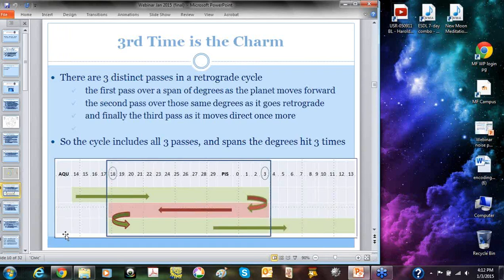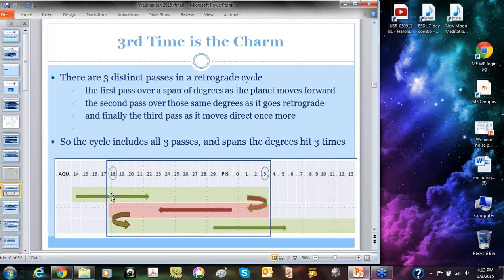Third time is the charm. Remember I told you that it goes forward a little bit and then it stops and goes backwards, goes forward a little bit, stops and goes backwards, and then stops again and goes forward again. That's 3 times passing that same set of degrees. This is actually a Mercury retrograde cycle from early 2014.